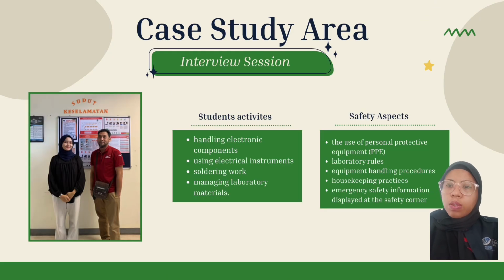In this session, we know that there are student activities and safety aspects that students learn in the lab. For student activities, they will learn about handling electronic components, using electrical instruments, soldering, and managing laboratory material like resistor and IC. Then the safety aspect. They will learn about the use of personal protective equipment, PPE. Second, laboratory rules. Third, equipment handling procedure and housekeeping practice. Emergency safety information is displayed at the safety corner in the lab.